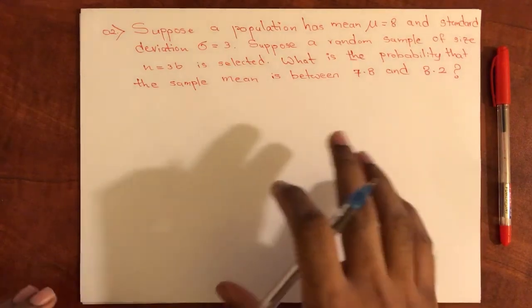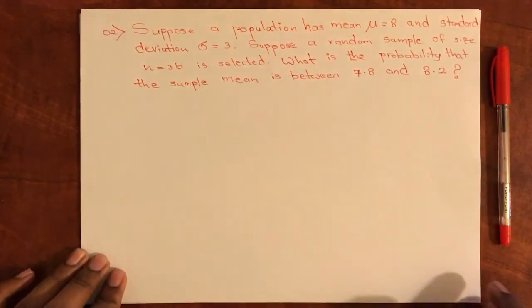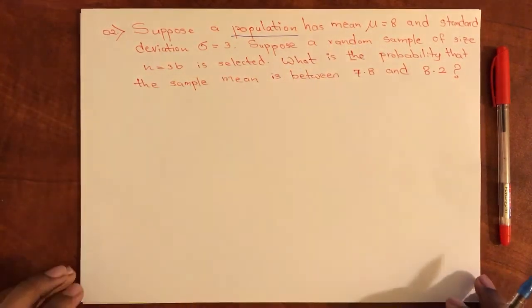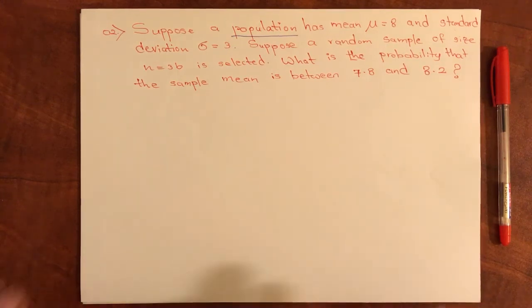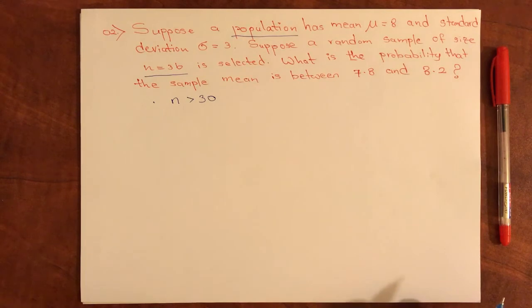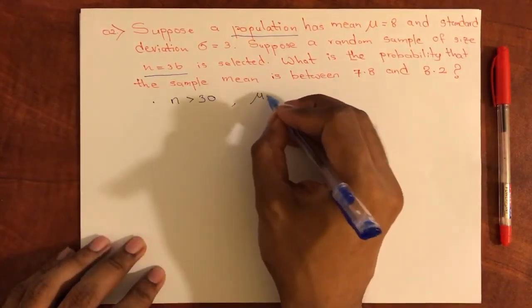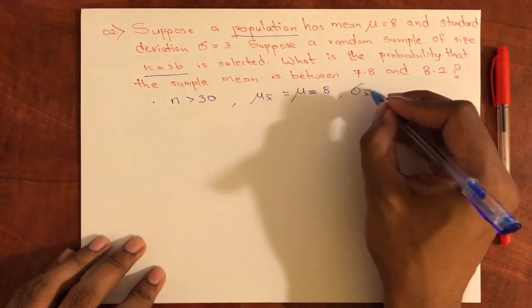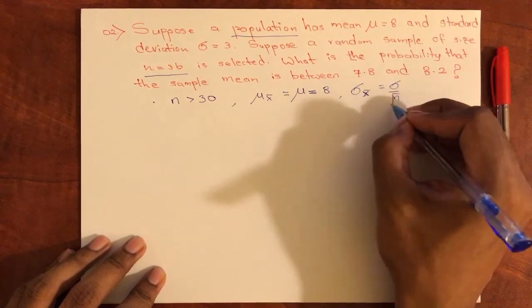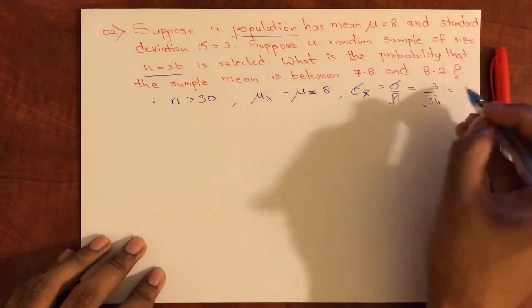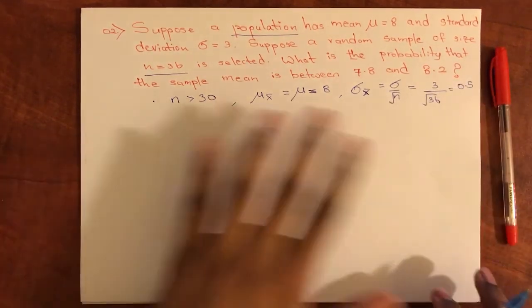So let's have a look at the solution. Right, so how do we solve this? They're asking what is the probability that the sample mean is between these two values. You don't know anything about the distribution of the population. You have no idea. But you're given the mean and the standard deviation. First and foremost, note that n, the sample size, is greater than 30. That is important. That was what we were studying. And then we also have that mu x bar, which is the same as mu, is 8. And also sigma x bar, which should be calculated, is sigma over root n. Sigma is given as 3 and the sample size is 36, root of 36 is 6, and you would get 0.5. Right, so these values are important.